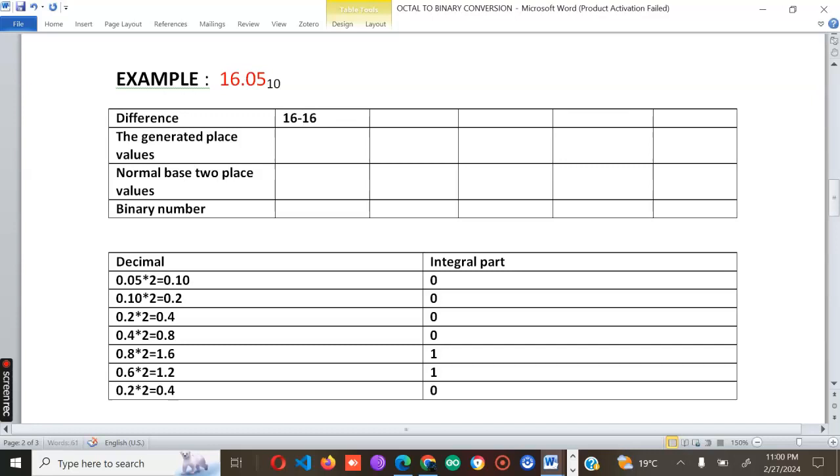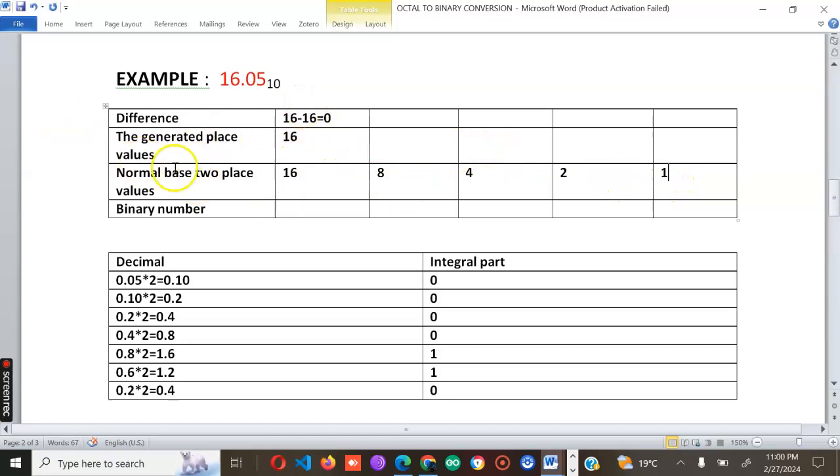So we have 2 minus supposed to give us 0. So the given number is 16. 16, the normal number is 16. 16 divided by 2, you get 8. Divided by 2, you get 4. Divided by 2, you get 2. Divided by 2, you get 1.